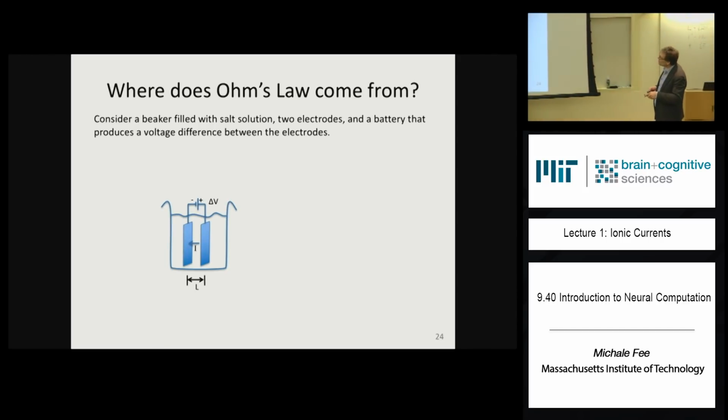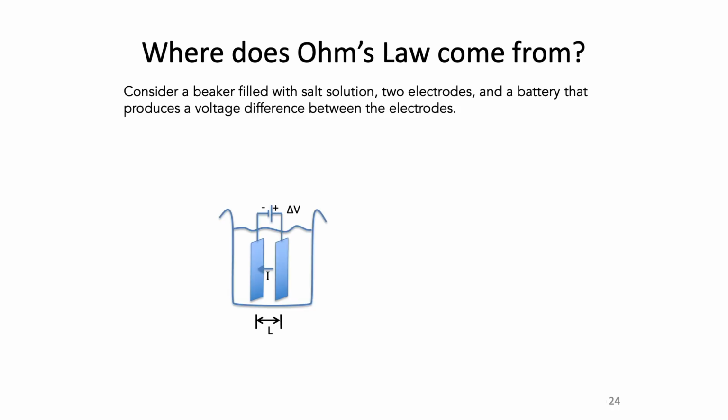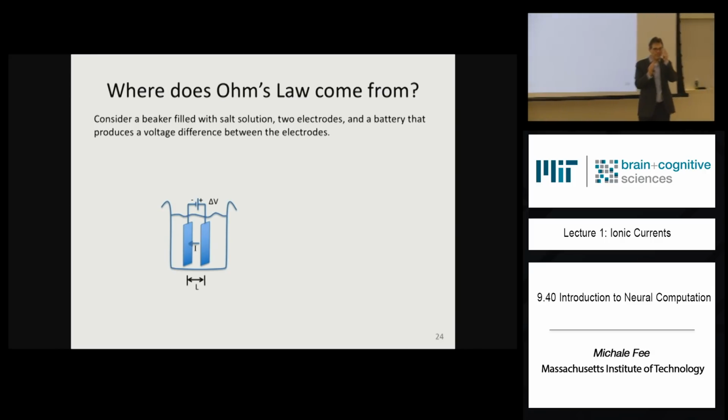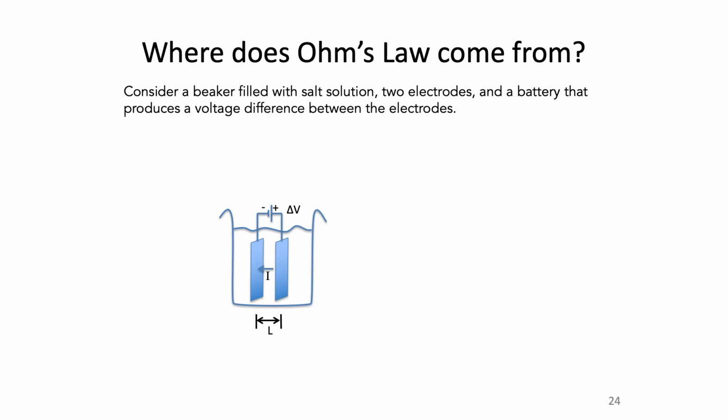So let's go back to our little container filled with salt solution. There are ions in here dissolved in the water. We have two metal plates. We put a battery between the two metal plates that holds those two plates at some fixed voltage difference, delta V. Okay? And we're going to ask what happens.